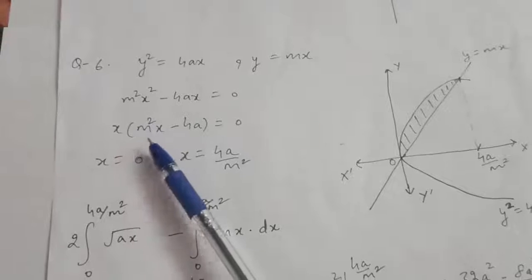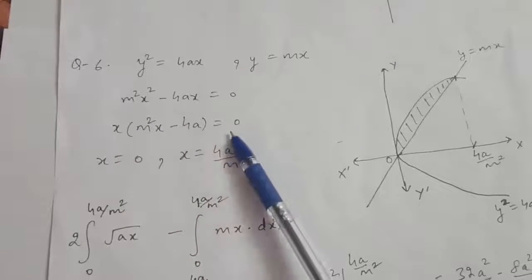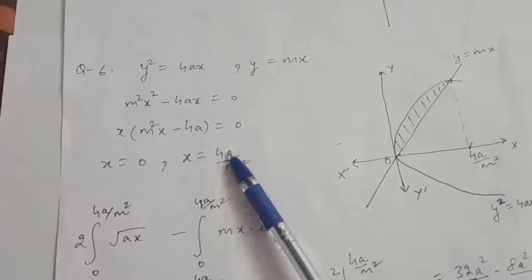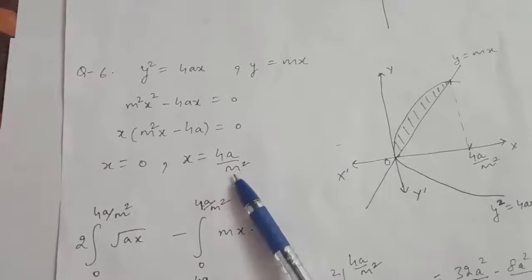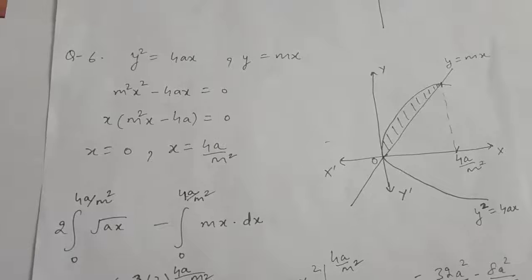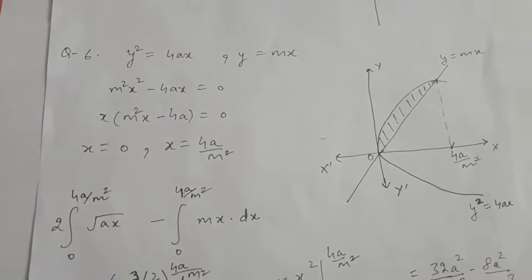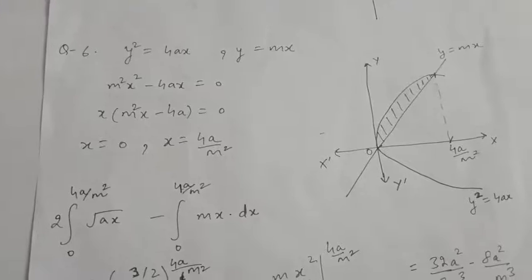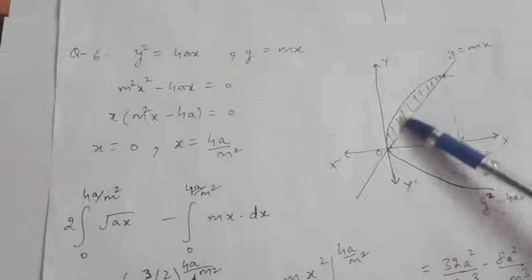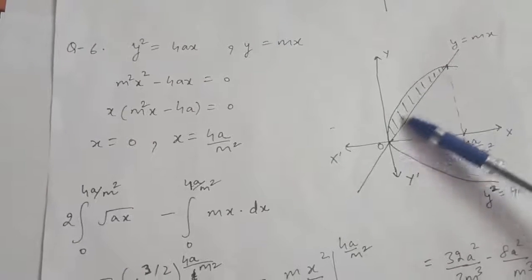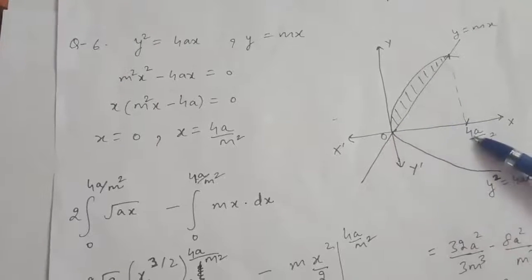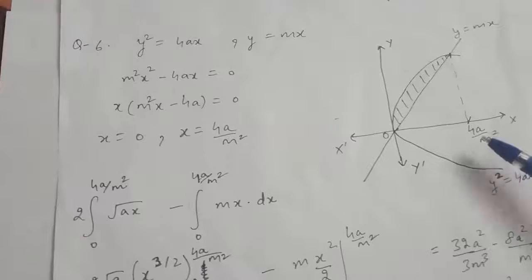Take x common, you will get x times m square x minus 4a equal to 0. So the value of x will be 0 and 4a upon m square. So these are the 2 points, x equal to 0 and x equal to 4a upon m square, where the line will cut the parabola, right? So this is the shaded region. Now the limits are from 0 to 4a upon m square.